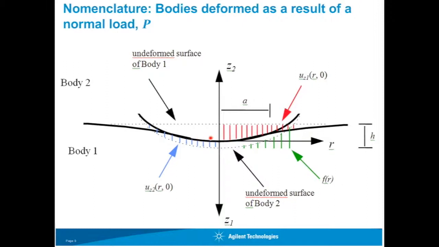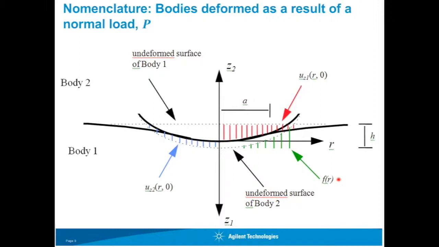So the blue lines show the distance between the original shape of body 2 and the current shape, which is just the deformation in body 2. So this is the deformation in body 2, represented in blue. This is the deformation in body 1, represented in red. Now, let's look at the green lines. These illustrate the original separation distance f of r, right here.